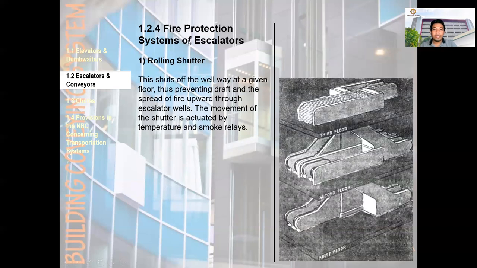Next, we have the fire protection system of escalators. For the fire protection, we have first the rolling shutters. This shuts off the wellways at the given floors, thus preventing the spread of fire upward through escalator wells. The movement of the shutter is actuated by temperature and smoke release. So this is the rolling shutters.